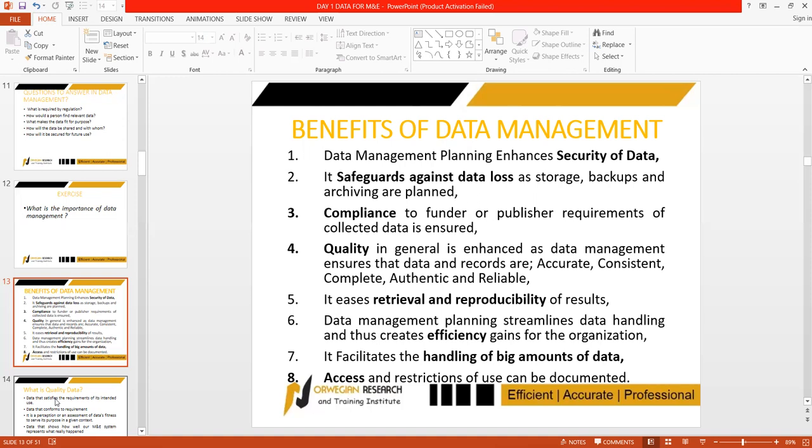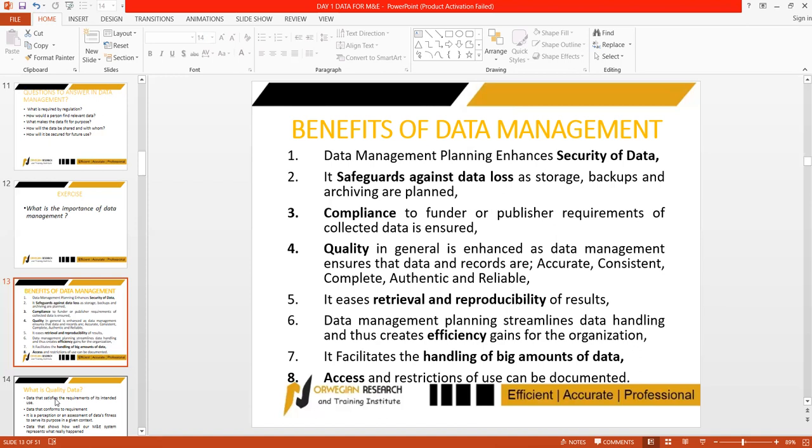When you begin doing your study as a researcher or a student, you start thinking about how you will track and manage your data from the region where you're collecting data, from the source, to where you will be keeping them before analysis is performed. Data management planning streamlines data handling and thus creates efficiency gains for our organizations.